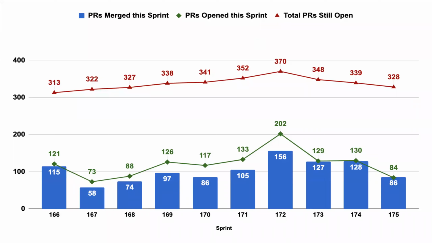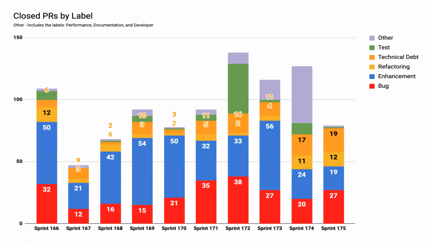So the sprint, we saw a decrease in the number of pull requests, both opened and merged. I attribute this partially to the Thanksgiving holiday. Hopefully we should be back on pace starting in sprint 176 again. And in terms of the pull request breakdown, 27 were bugs, 19 were enhancements, and 12 were refactoring, while 19 were tech debt.